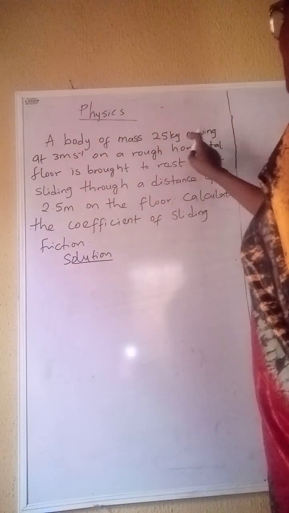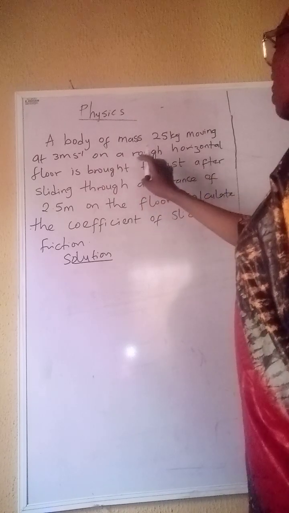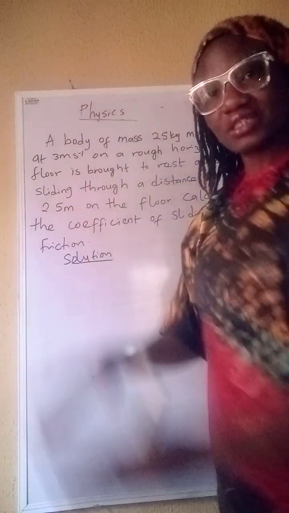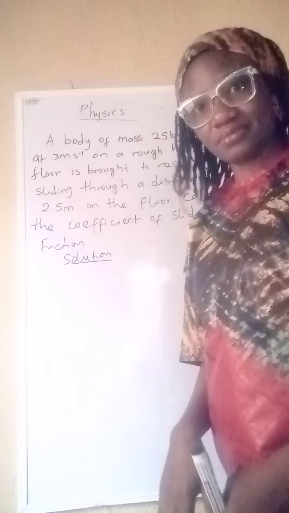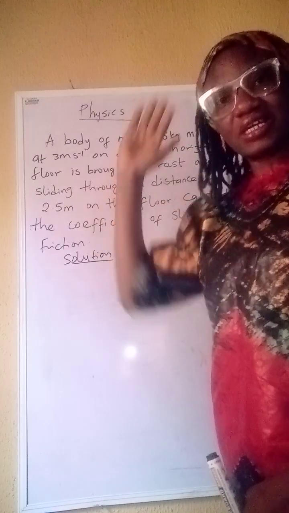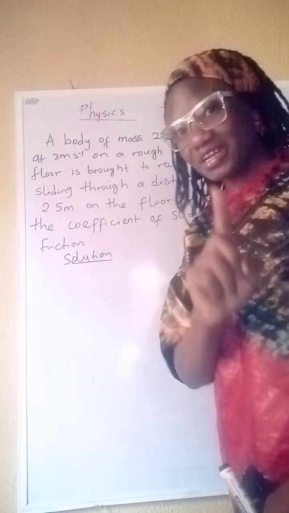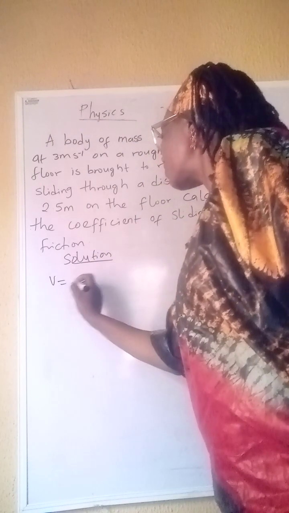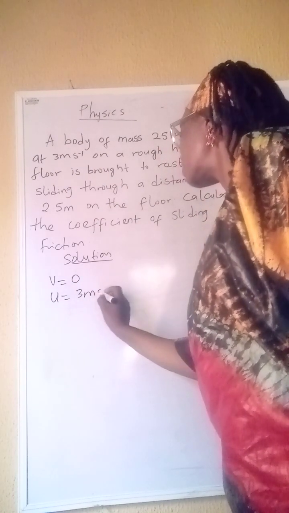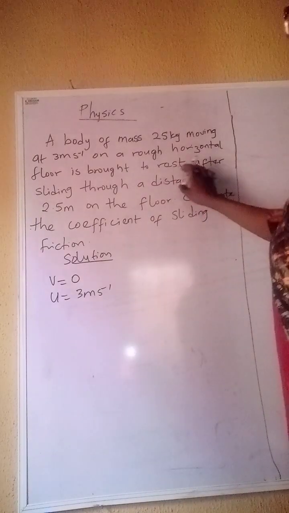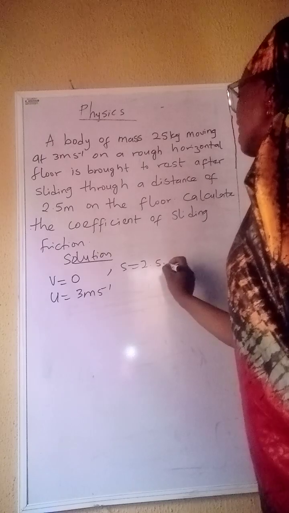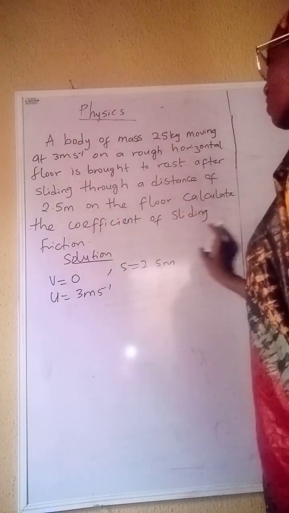A body of mass 25 kilogram moving at 3 meters per second on a rough horizontal floor is brought to rest. So if a body is coming to rest, it means it is decelerating. There's a particular velocity it started with and it ended at 0. So the final velocity v is equal to 0, and the initial velocity u is equal to 3 meters per second. It comes to rest after sliding through a distance, so we are given the distance to be 2.5 meters on the floor. Calculate the coefficient of sliding friction.